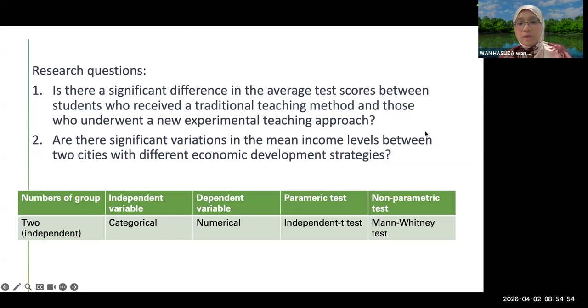Okay. When you look here, the independent is the teaching method. Average score is the dependent. Yes. Okay. IV is type of teaching method. Yes. DV is average test score. Yes. Good. That is a correct answer.